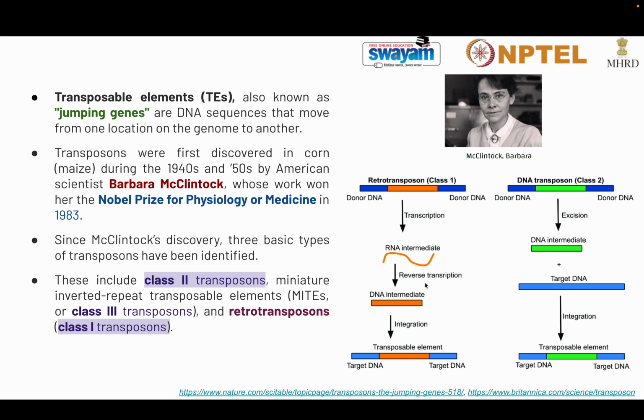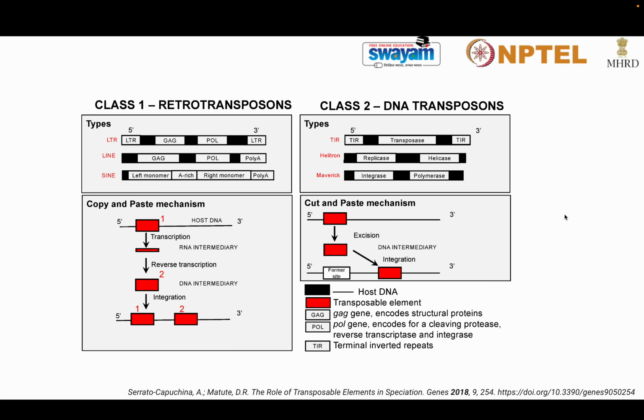But this mechanism, if you see, it is like copy and paste, meaning it is still present here and it is copied and then it is pasted. So in this way, donor DNA and target DNA both contain the transposable element, whereas in DNA transposons, only the target DNA is containing the transposable element, and the donor is entirely giving its transposable element to the target.